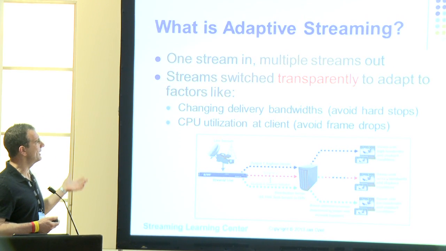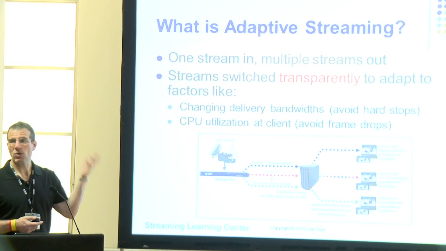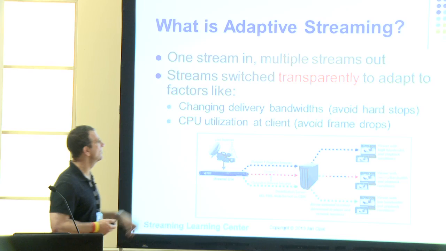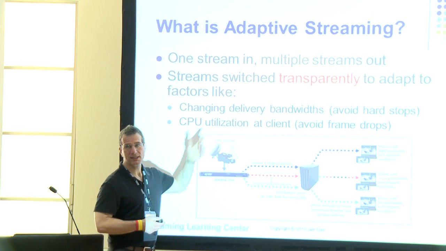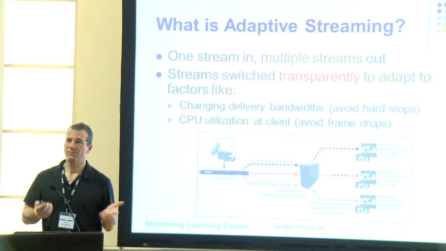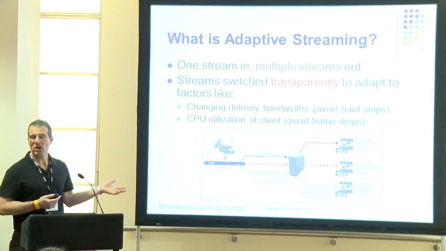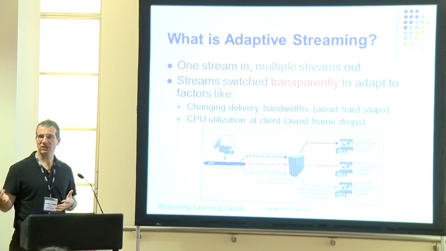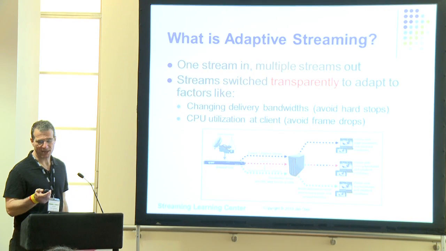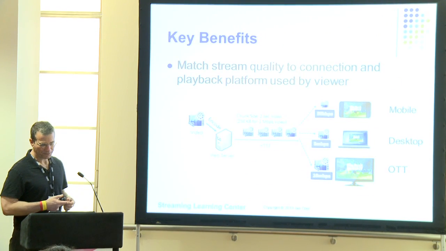By adaptively, I mean if the delivery bandwidth changes, the quality will drop. If CPU utilization starts to increase to 99% or higher, then a lower quality stream that's easier to decode will start to come in. So those are the variables that are looked at in the transparent switching.